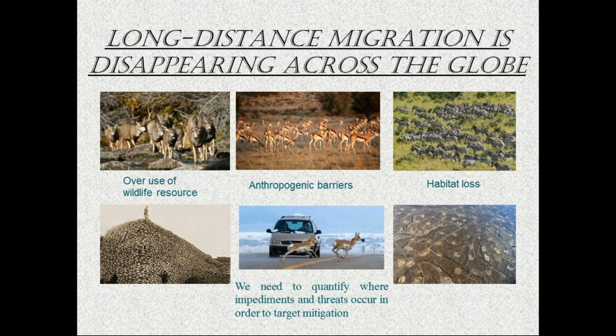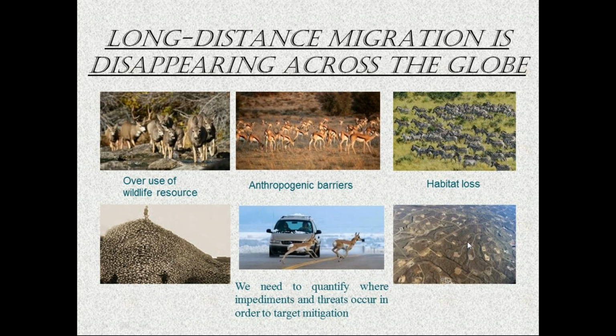It's disappearing across the globe, and it depends on the species and the region of the globe that you're talking about for the decline of long distance migration, but the causes of loss fall into three major categories. One is overuse of the wildlife resource, which doesn't occur as much in North America as it once did. But other causes are things like anthropogenic barriers, things such as roads, and then of course habitat loss and fragmentation. And that can be from things like exurban sprawl or natural resource extraction.